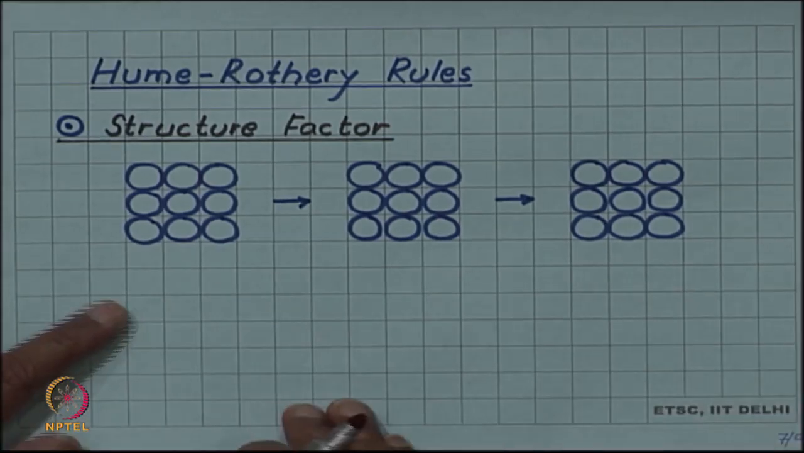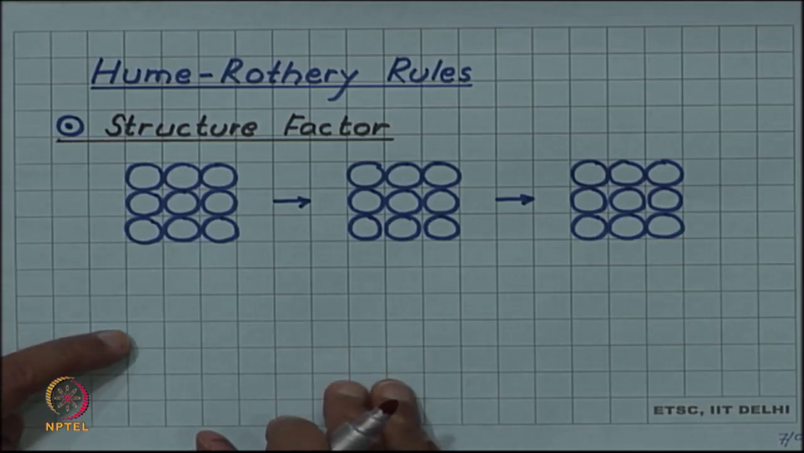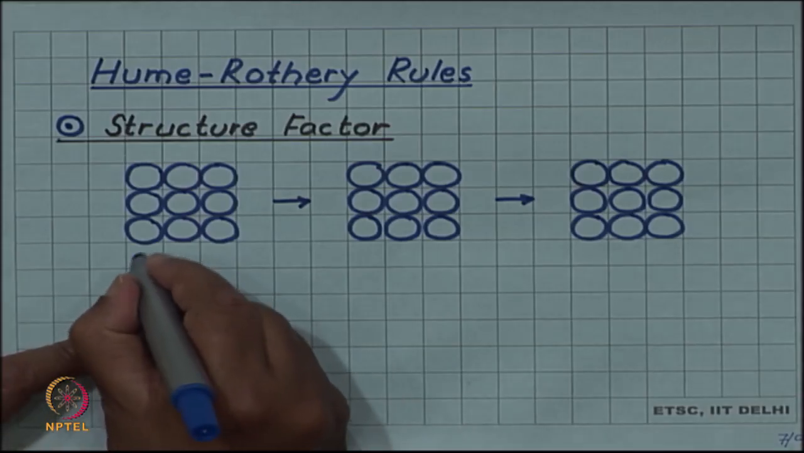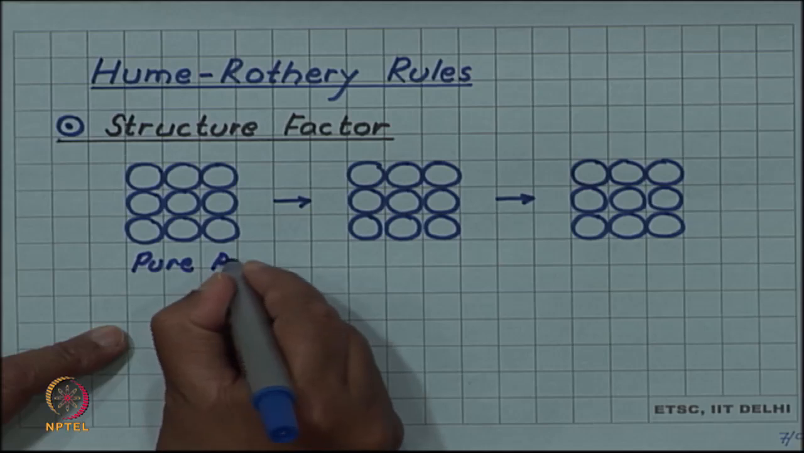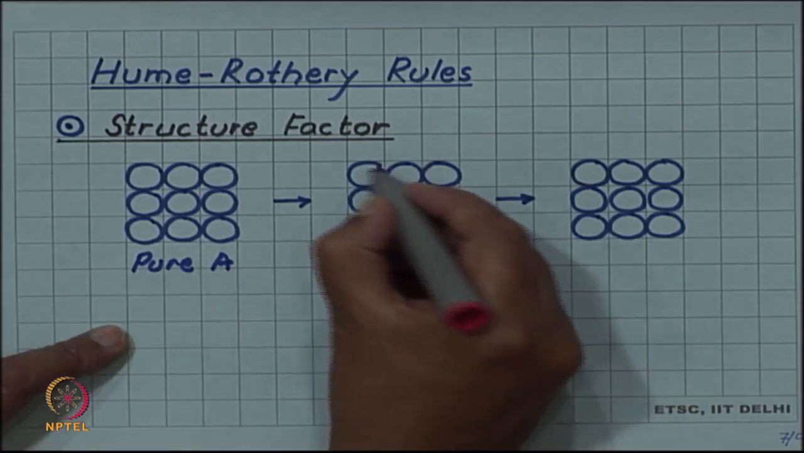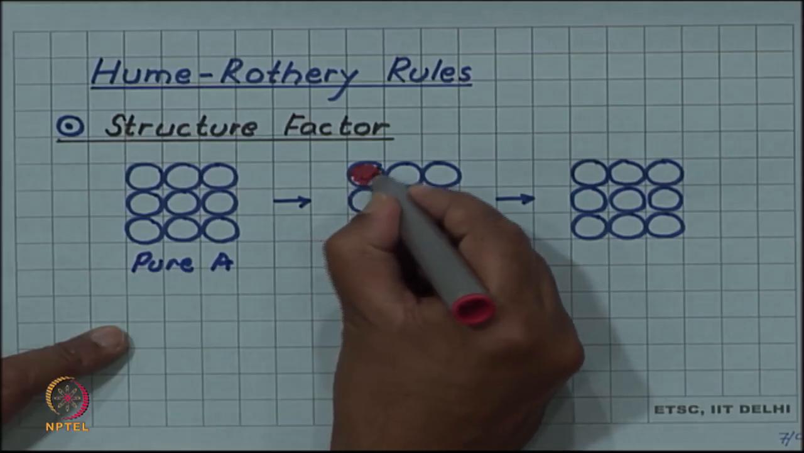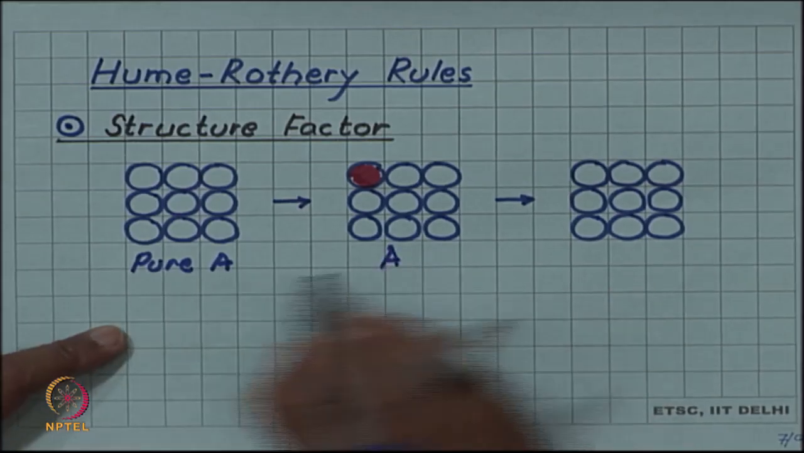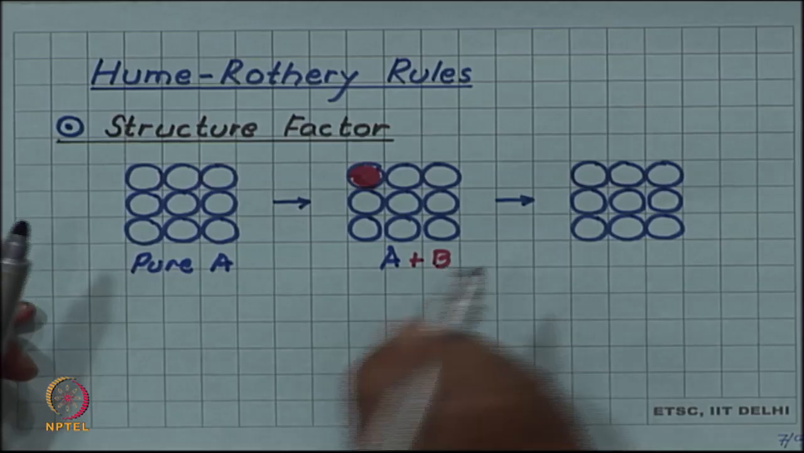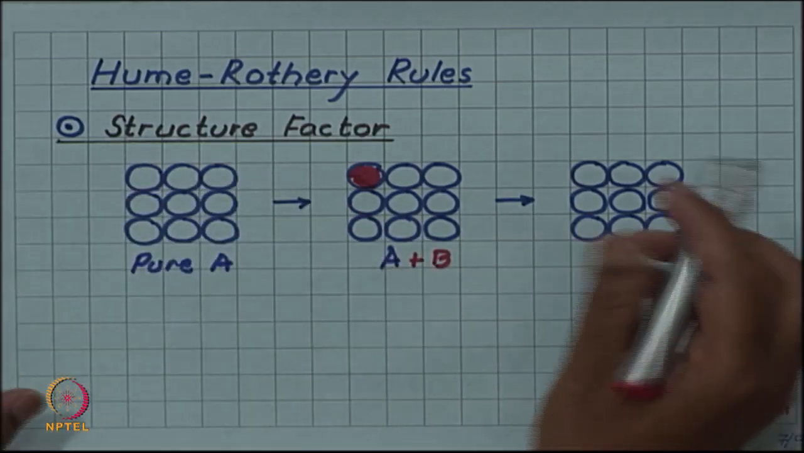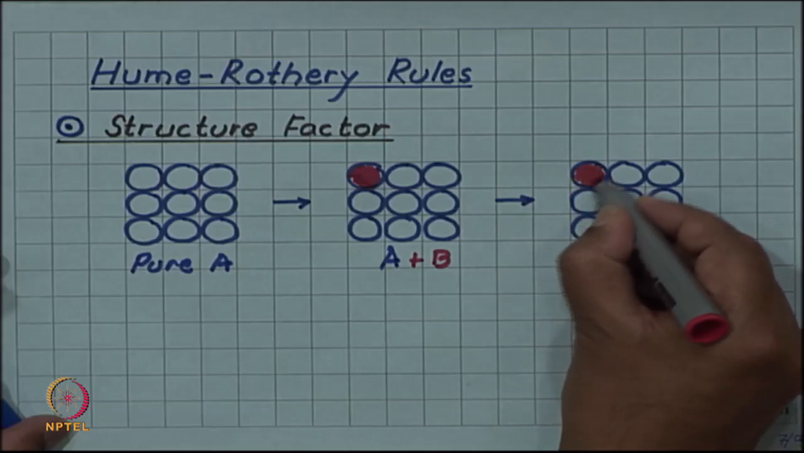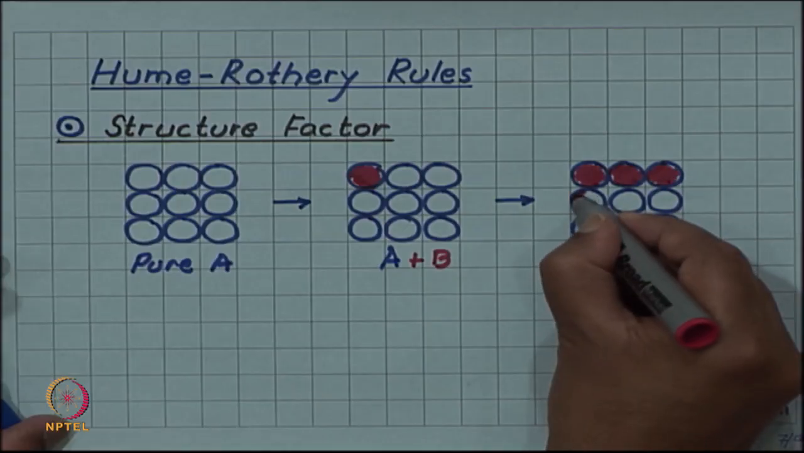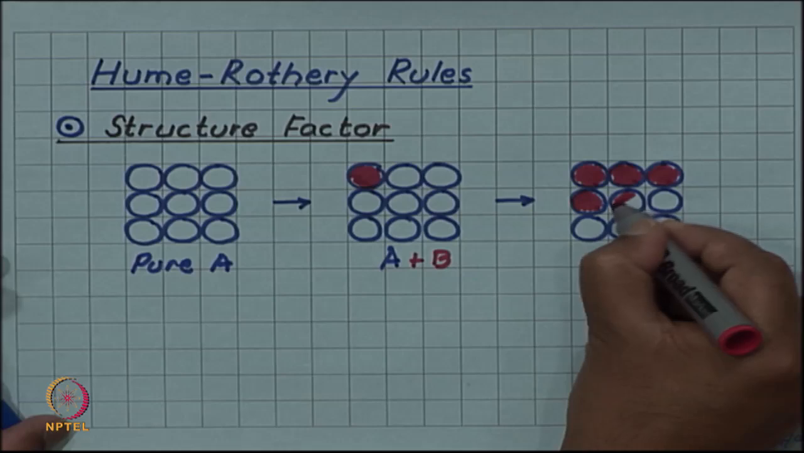So, let us again start with our two dimensional cartoon example, and we just saw that if I start with pure A and start substituting B for A, so I start getting A plus B, and if I substitute all of them, I get pure B. So, in terms of composition, I can go from 0% B to 100% B.